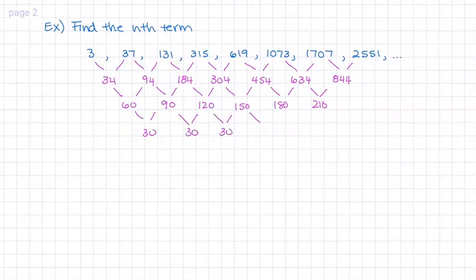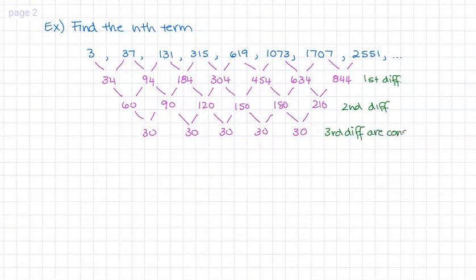So this one took a little bit longer than the previous example, but we do get a level of constants. So remember, this first level, these are the first differences. This one is the second differences, but it wasn't until the third differences when we got constants. So the third differences are constant, so that implies a sub n is a third degree polynomial.